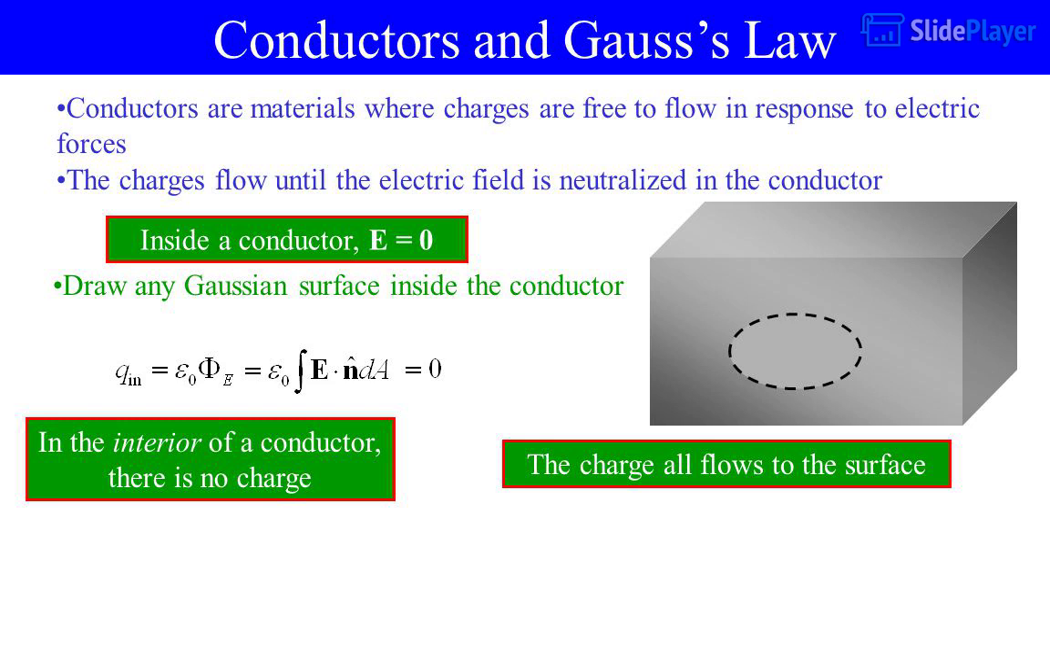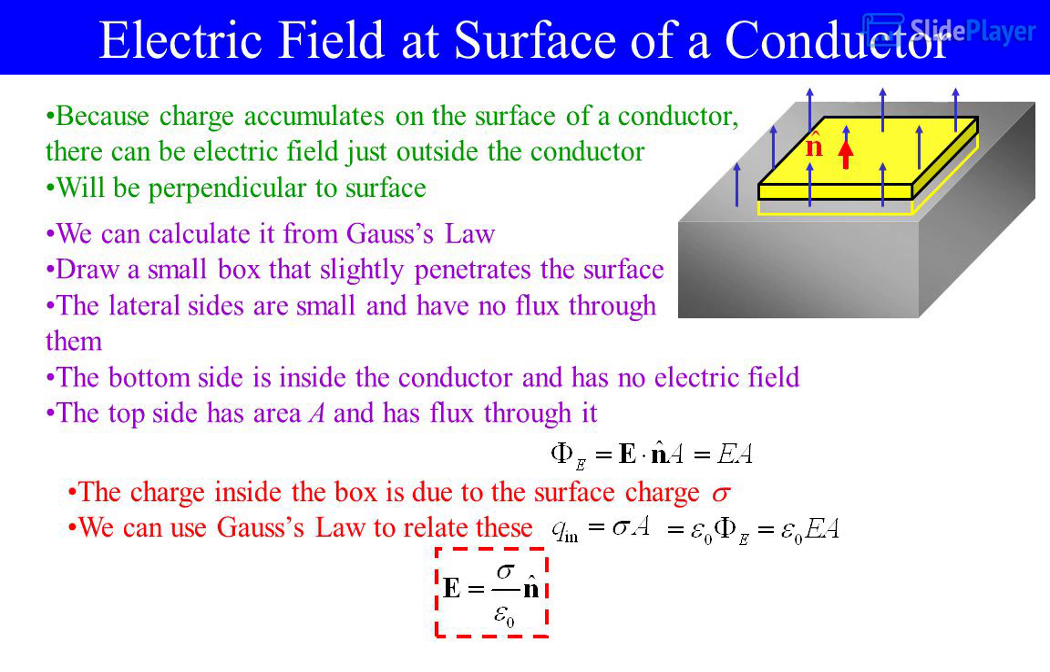Conductors and Gauss's law. Conductors are materials where charges are free to flow in response to electric forces. The charges flow until the electric field is neutralized in a conductor. Inside a conductor, E equals 0. Draw any Gaussian surface inside the conductor. In the interior of a conductor, there is no charge. The charge all flows to the surface.